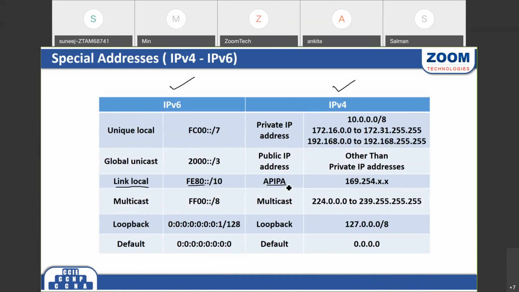This IP will communicate by default in the local machine. Same as any IPv6 address starting with 2 or 3, those IPs are global. Any IPv6 address starting with FC or FD is unique local. Is it clear, guys?